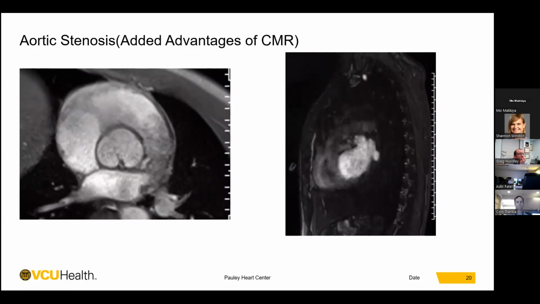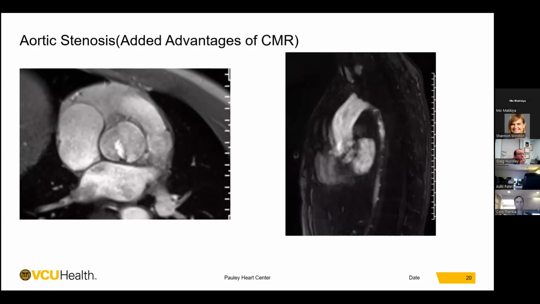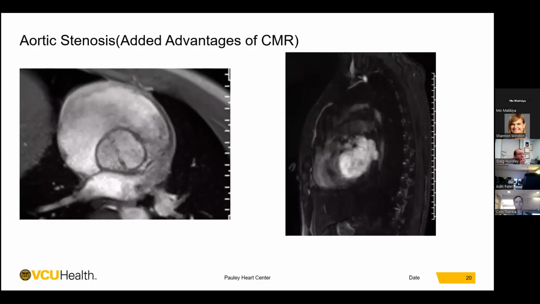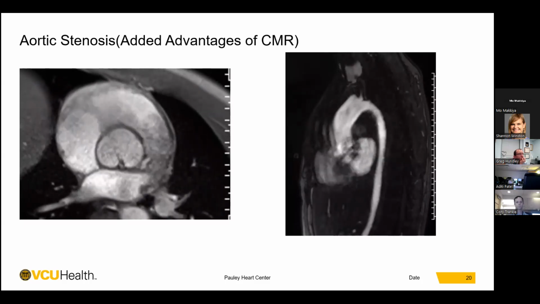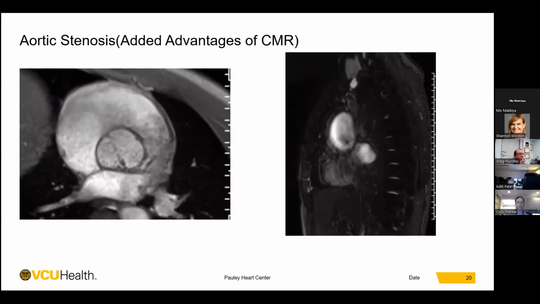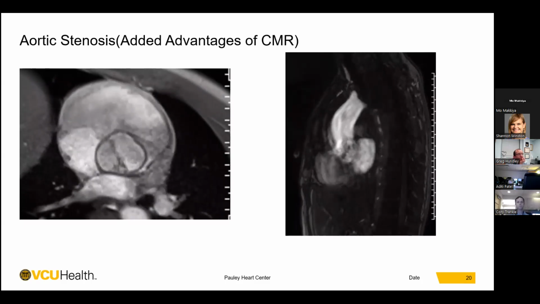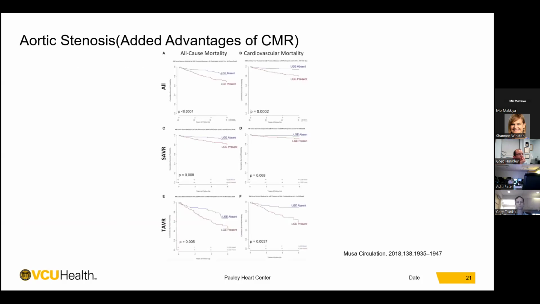And of course, MRI can assess the impact of echo on the LV, which can also help us in making the clinical decision, as MRI is the gold standard in assessing LV function and dimension. Another added advantage for MRI is that it can provide some prognostic value with severe AS. This is a very growing field.